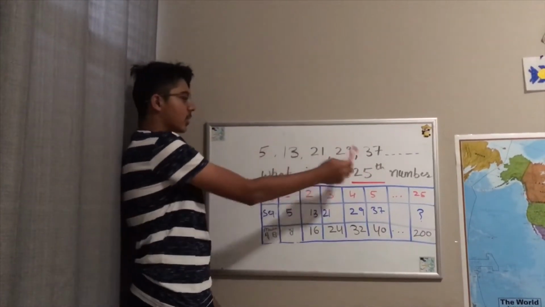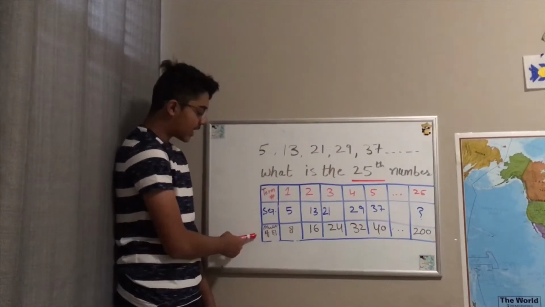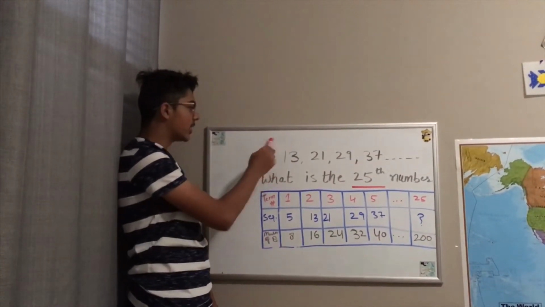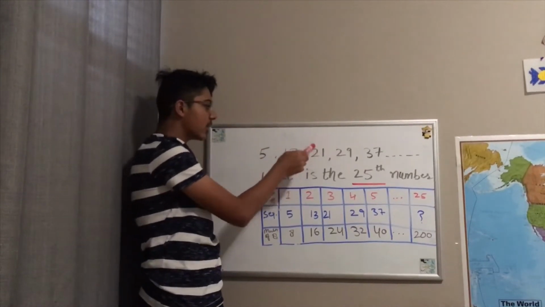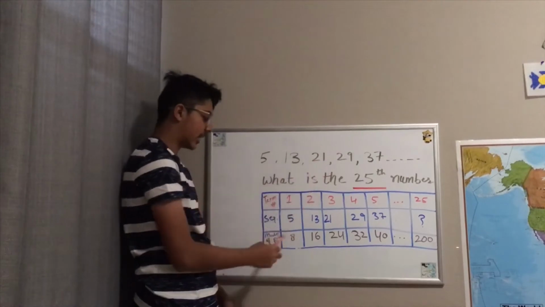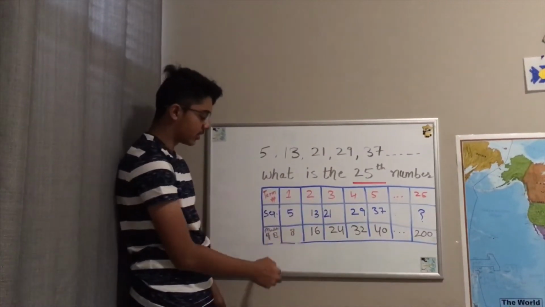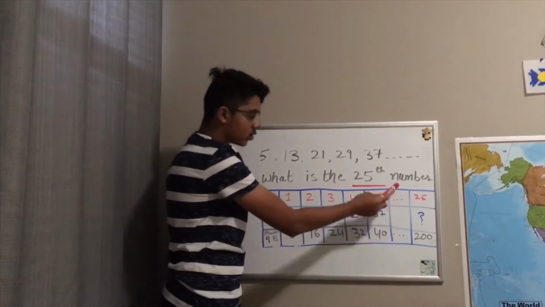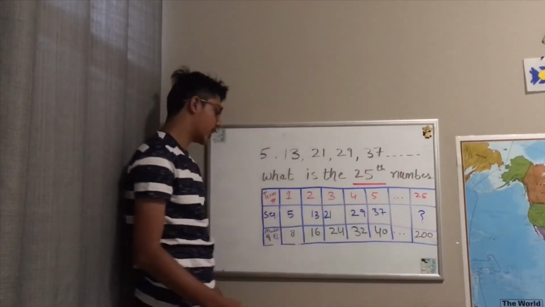This is the same sequence as this one. In the last row, it's multiples of 8. 8 is actually the common difference between all of these. So first you need to find out the common difference, which is 8, like I said. And then you just put multiples of 8: 8, 16, 24, 32, 40, until 25 times 8, which is 200.